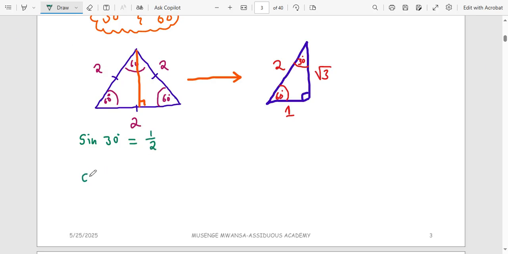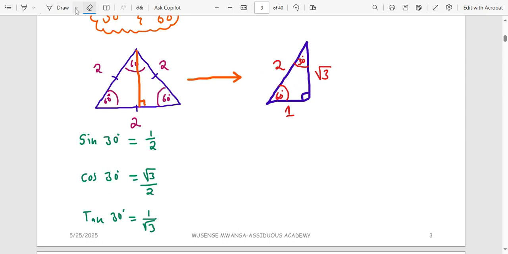If we go to cos 30, cos is adjacent over hypotenuse. To 30 degrees, the side which is adjacent is this one, and the hypotenuse is still 2. So that is going to be root 3 over 2. Then tan of 30 degrees, remember, is opposite over adjacent. The opposite side to 30 is 1 and the adjacent is root 3. So that is going to be 1 over root 3. So these are the special angle values for 30 degrees.